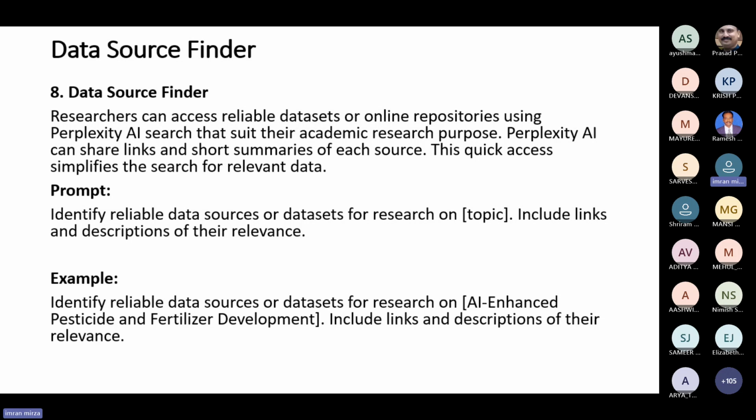So researchers can access reliable data sets. So if you want to access what are the data sets and online repository for a specific topic, say for AI in fertilizer and chemical industry, if you want to know what are the data sets and where can you get this data, you have a simple prompt that you can say: identify reliable data sources or data sets for research on AI enhanced pesticide and fertilizer development, include list and description of their relevance. I am pretty sure if you prompt Perplexity for giving you data sets or open data for doing research on this particular thing, it can be a best data source finder.